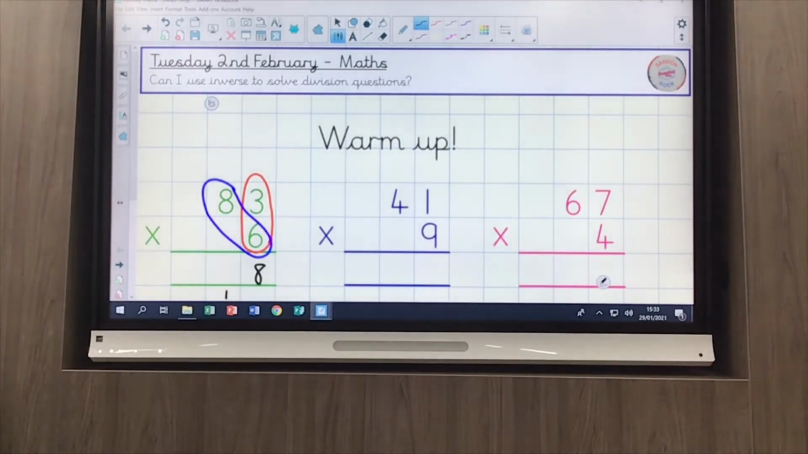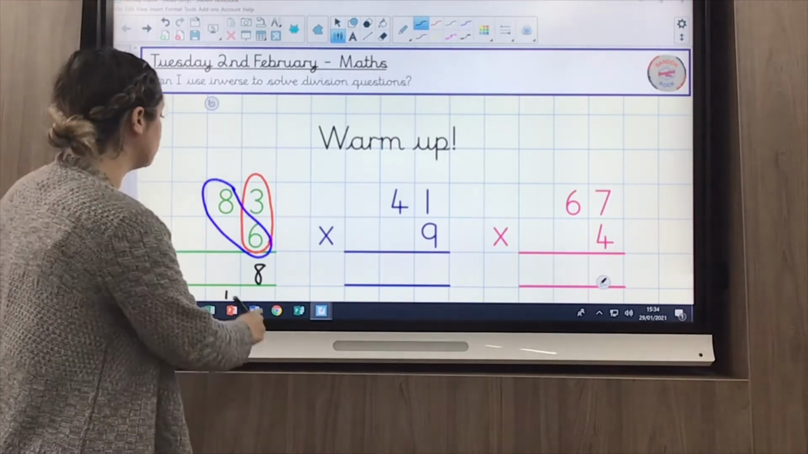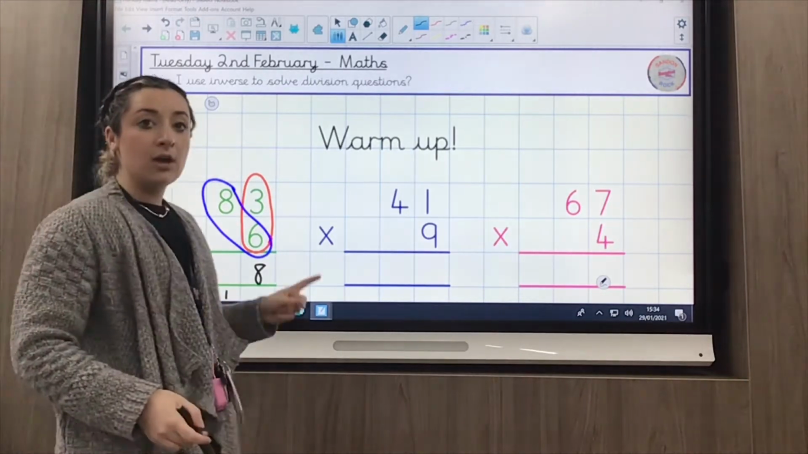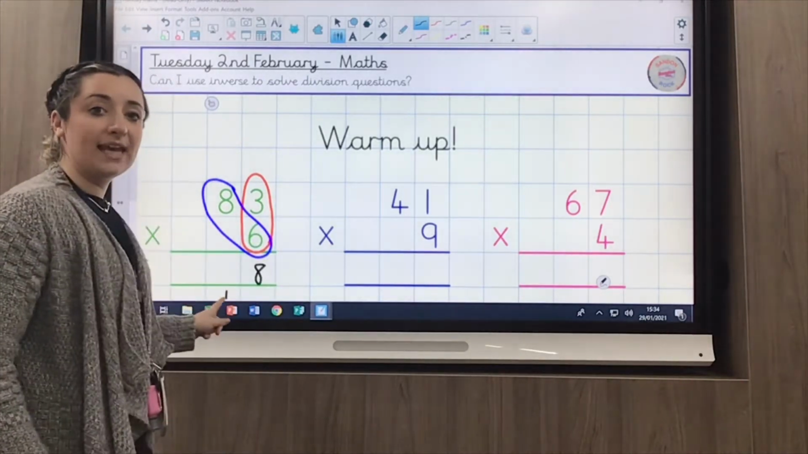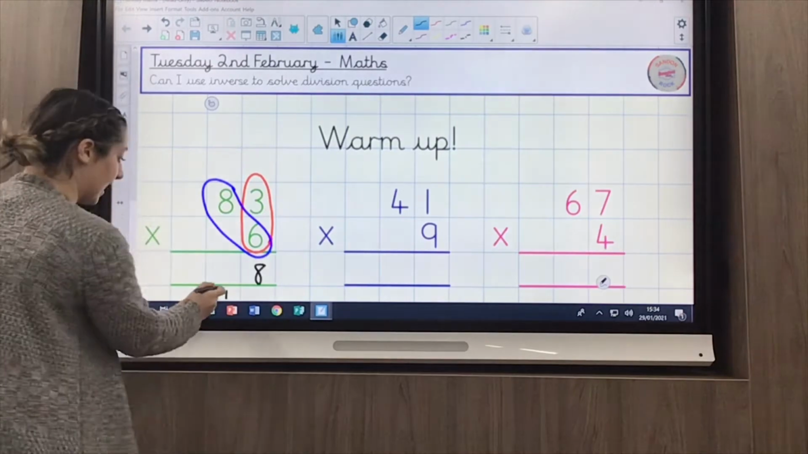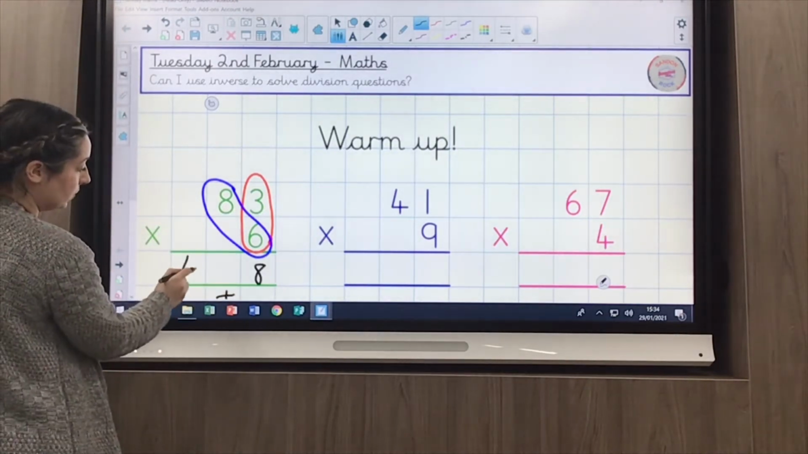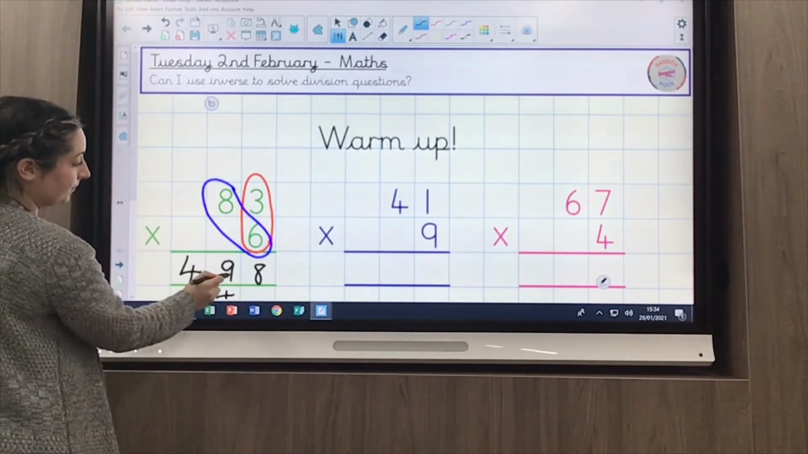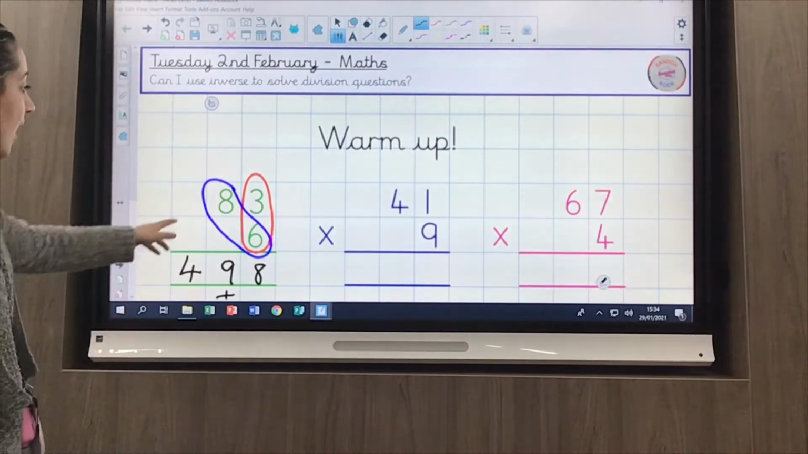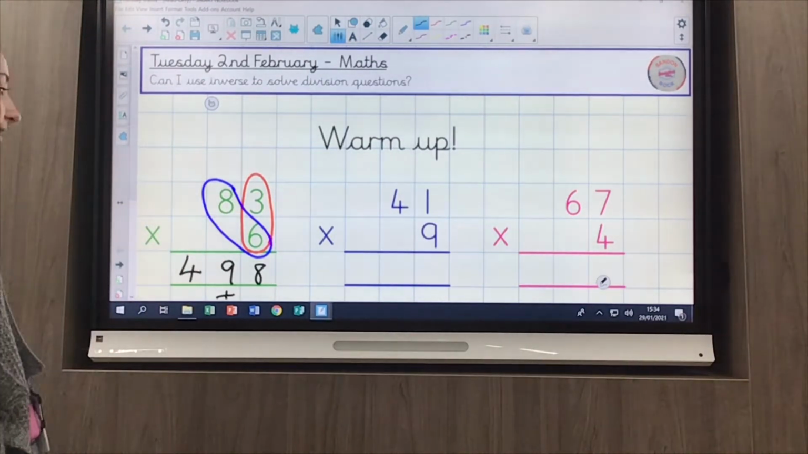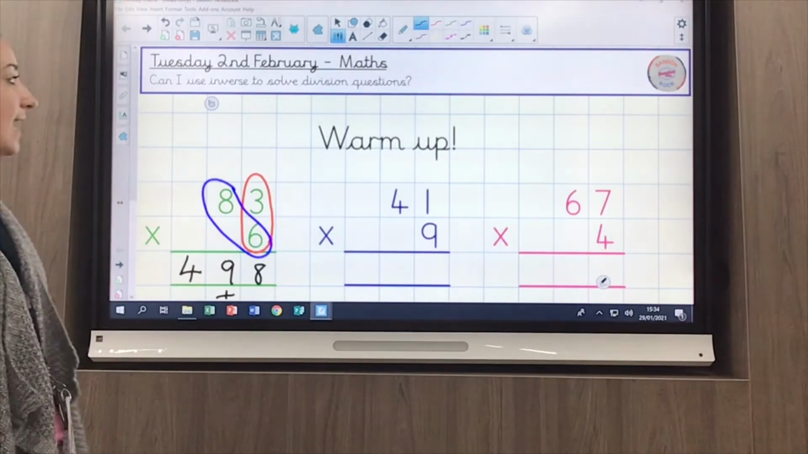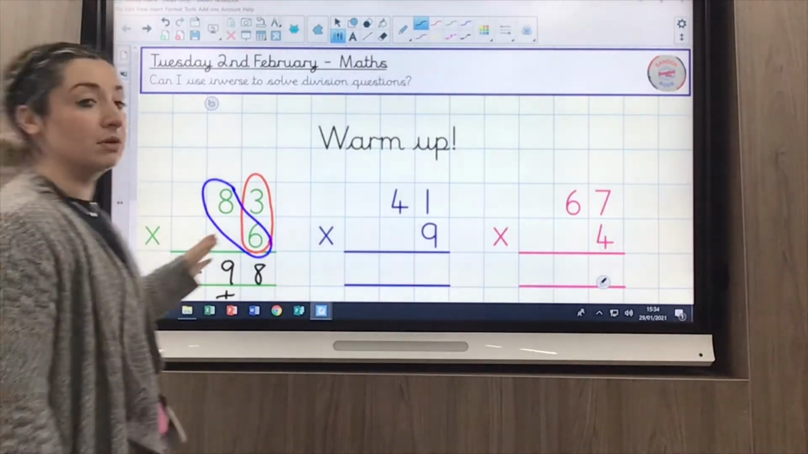So my next one that I need to do is 8 times 6. So 8 times 6, we know that that is 48, but because I've got my 1 over here, I need to add 1 on, so it's 49. Okay, so I do 4 and a 9 here. Okay, so the answer, we've got 83 multiplied by 6 is 498. Right then, so let's move on to our next one.